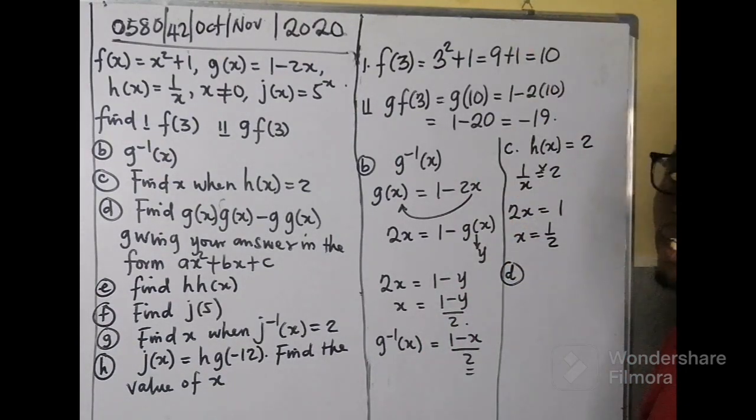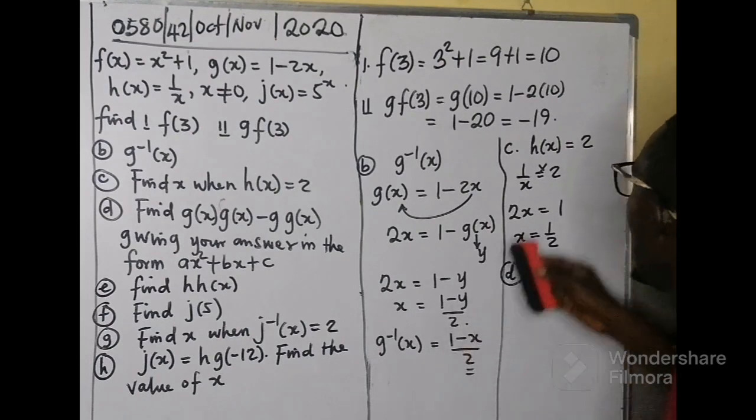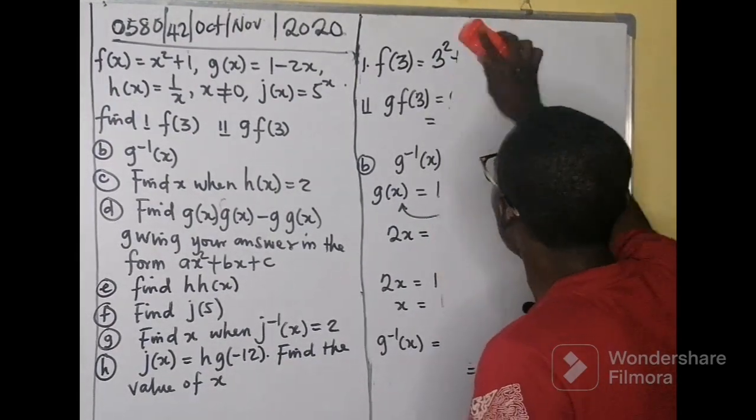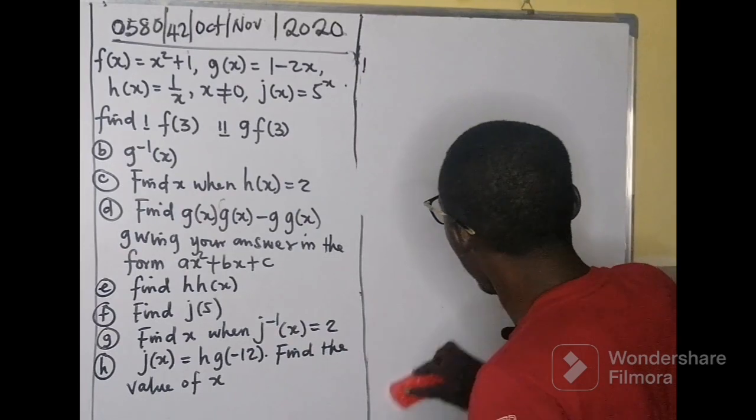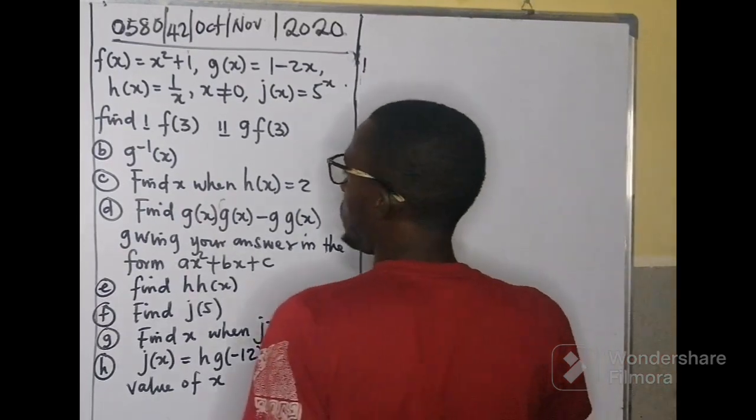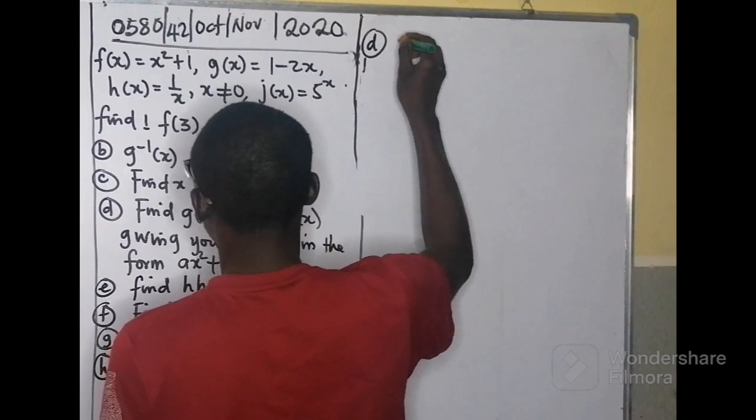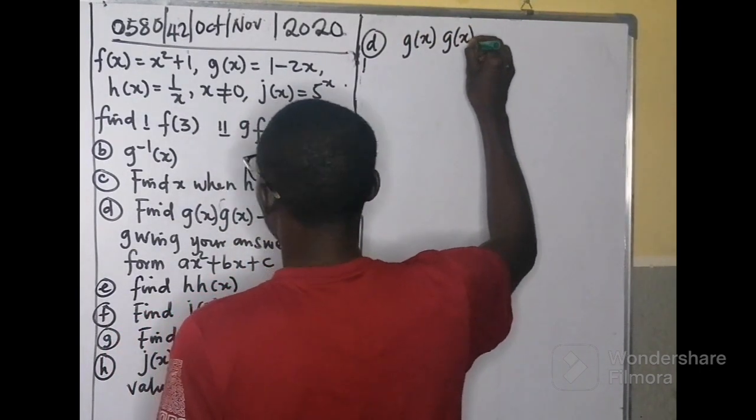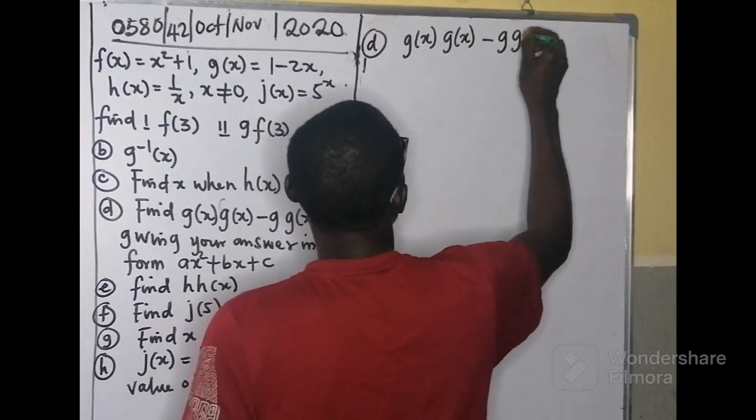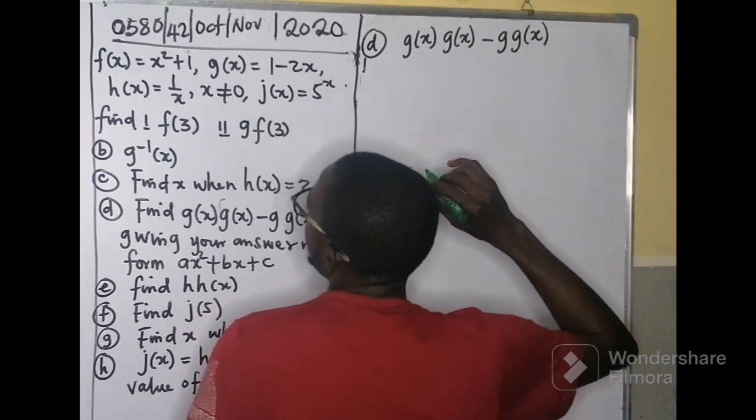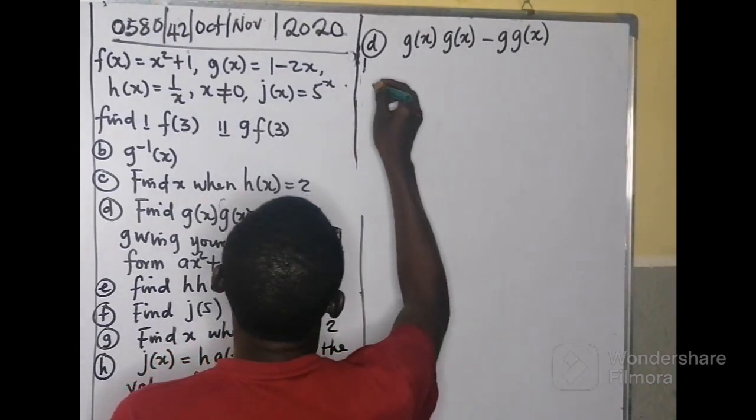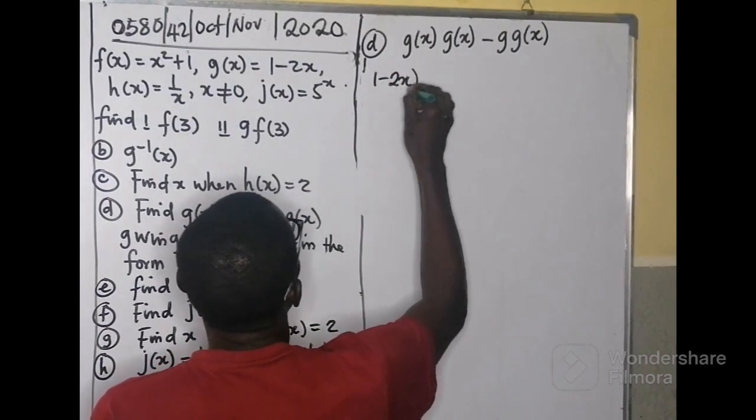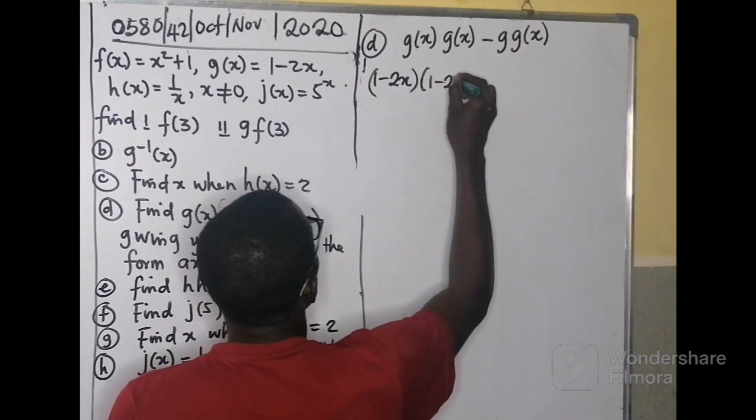So I'd like you to just, in the next 3 seconds, go over this again. I believe it is clear before I move straight to the D aspect. So if this is clear, let's go to what is called the D aspect. And the D aspect is we have g of x multiplied by another g of x. That's g of x squared minus g of x, just like the one we did in the last question. So g of x is 1 minus 2x multiplied by another g of x, 1 minus 2x.